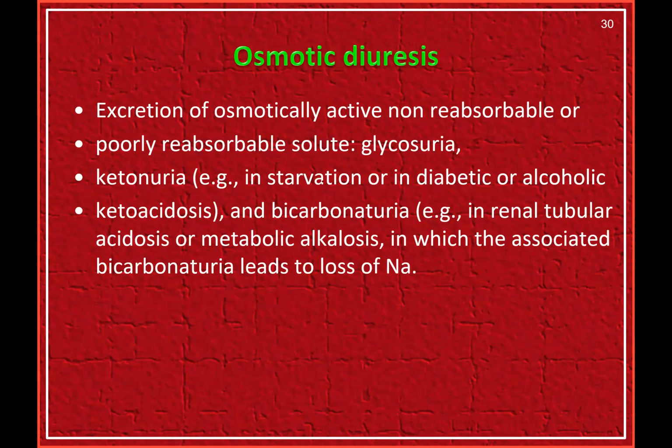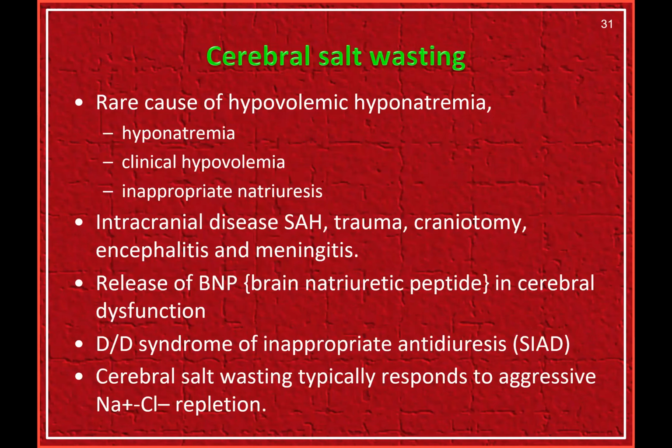Now, osmotic diuresis. What is this? Excretion of osmotically active, non-reabsorbable or poorly reabsorbable substances, like glycosuria or ketonuria, either in starvation, diabetes, or alcoholic ketoacidosis, or bicarbonaturia. In all these conditions, osmotically active, non-reabsorbable substances are present. As a result, you lose water and sodium through the kidney.